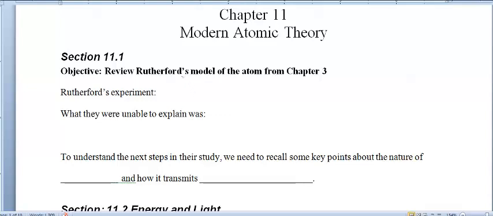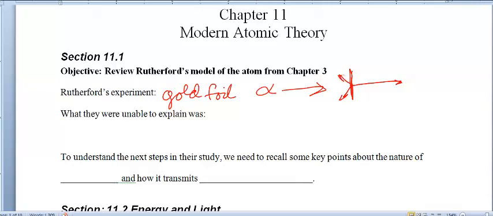So we're going to begin with a review of Rutherford's experiment, sometimes referred to as the gold foil experiment. What he did is he shot alpha particles in the direction of a very thin piece of gold foil, and part of his expectation is that these would go through, but what he didn't expect is that it would bounce off. And this proved that there was a dense center of positive charge, and that dense center of positive charge a few years later was understood to be protons and neutrons in the nucleus of the atom.